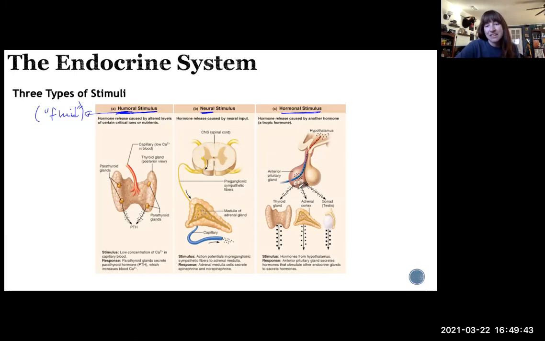But it releases hormones, at least from its anterior portion, that go off to activate other glands, further glands, your thyroid, your adrenal, and in this example, testes. Okay. So glands activated by other glands, glands activated by the autonomic nervous system, and glands activated by chemical changes in the humor that they are bathed in. Humoral stimuli, neural stimuli, and hormonal stimuli.